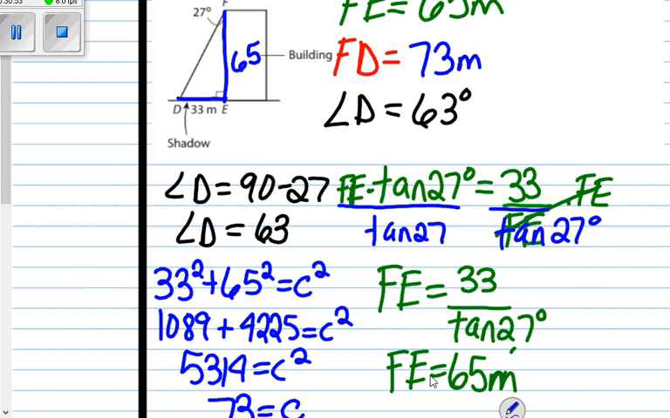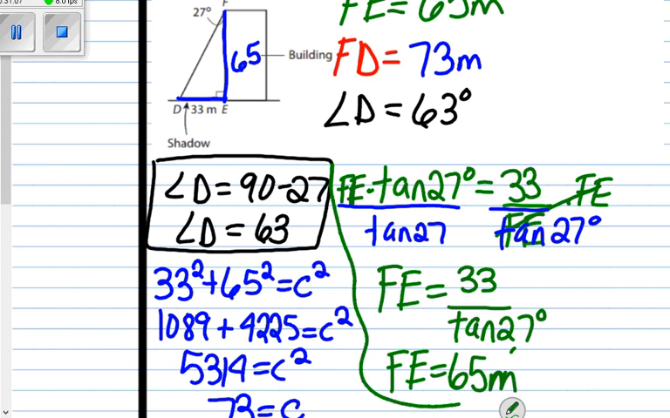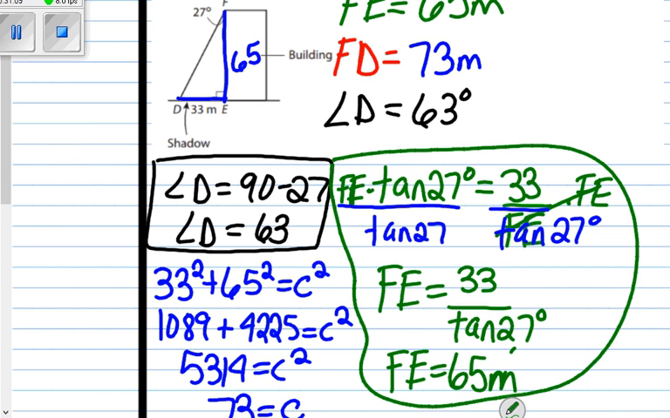Okay? So as a recap, we found angle D pretty easily because we did 90 minus 27. Then we found FE by doing tangent. We found one of the sides by using trigonometry. But then we found the third side by doing the Pythagorean Theorem. So 3 different things we did, but now we know all 3 sides, we know all 3 angles. That's what they mean by solving the right triangle.